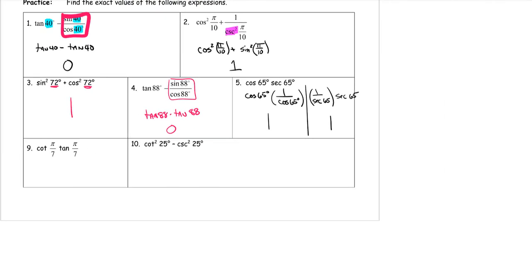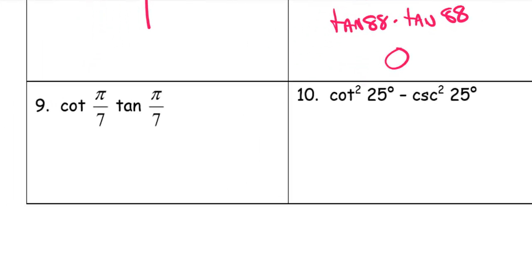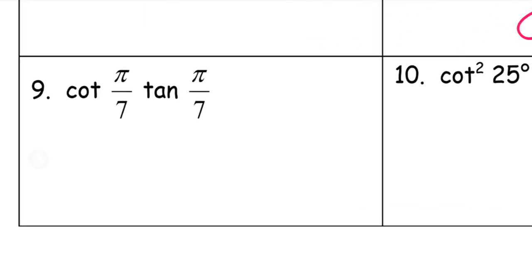So then let's take a look at cotangent and tangent of pi over 7. Now again, both of these are reciprocals, cotangent and tangent. The angle value is the same. They're both pi over 7. So if I were to multiply a number and its reciprocal, again, we get 1.